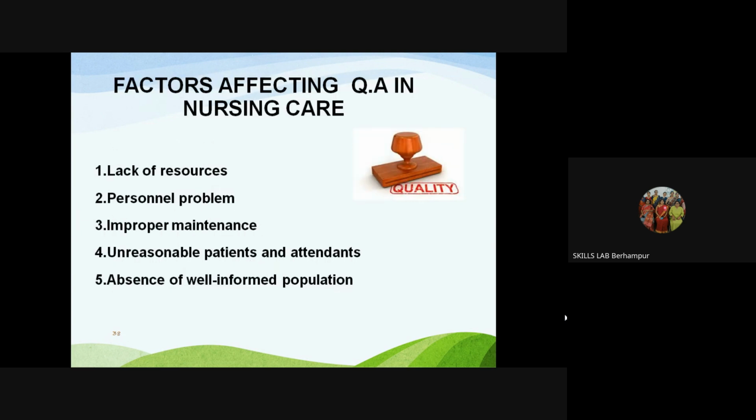Then the factors affecting quality assurance in nursing care: lack of resources, personal problems, improper maintenance, unreasonable patients and attendants, and absence of a well-informed population. Lack of resources, because in any hospital, you know, even a big government hospital requires 500 staff but only 200 staff are maintaining the work. Any CHC, PHC, or small hospital may require 30 staff, but only 10 staff are maintained. So it is one of the problem factors affecting quality assurance in nursing care.